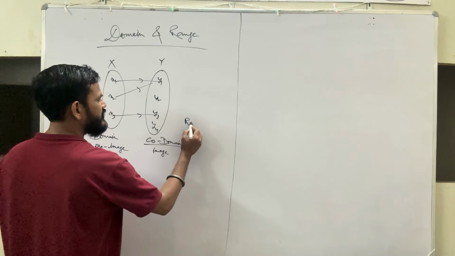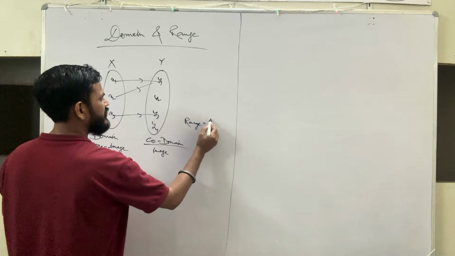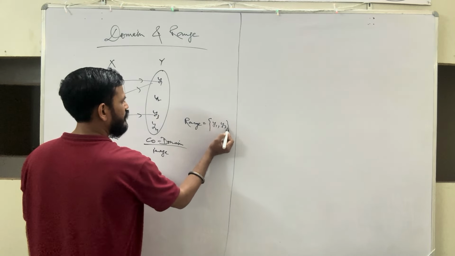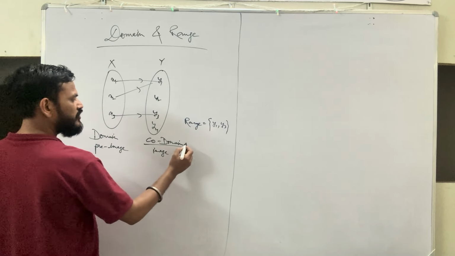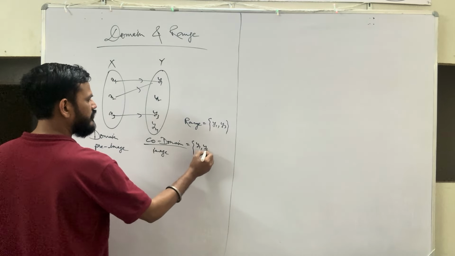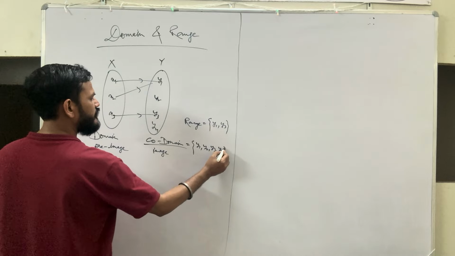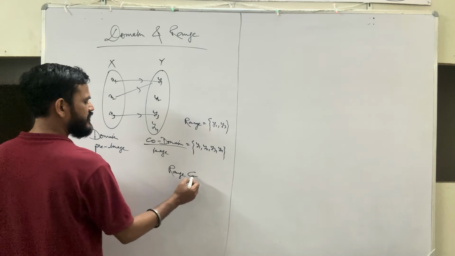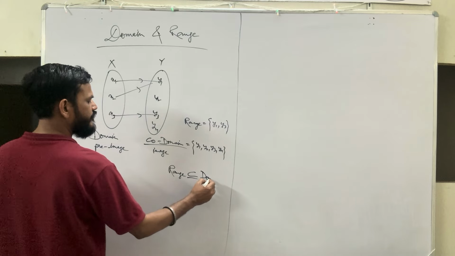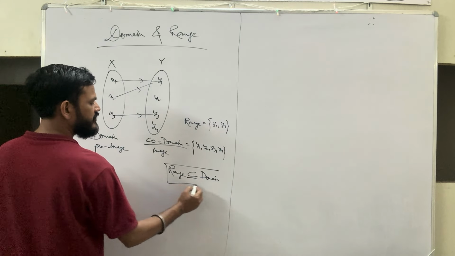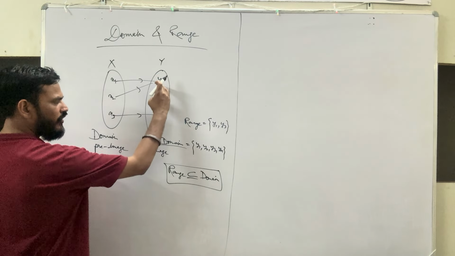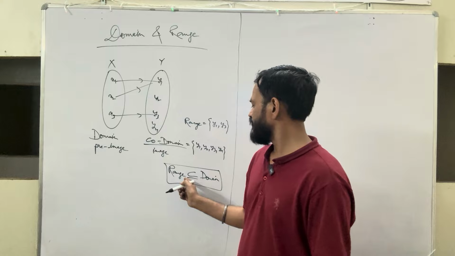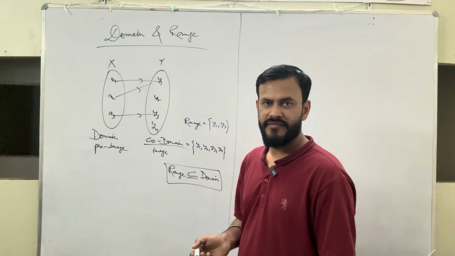And what are range elements? Range elements are the elements which are actually mapped. So in this case it is y1, y3. Now the codomain elements are y1, y2, y3, y4. You clearly see that range is a subset of the codomain. Why do I write this? Because all the codomain elements can also get mapped. In that case, the range will be equal to the codomain.